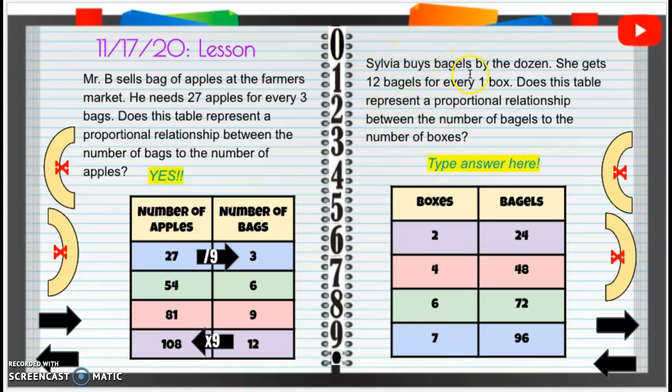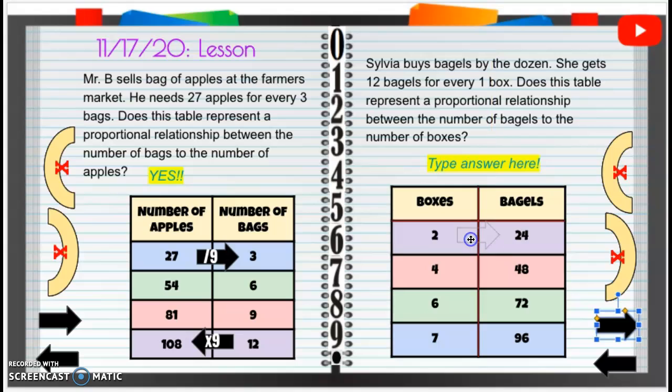Sylvia buys bagels by the dozen. So a dozen means 12. She gets 12 bagels for every 1 box. Does this table represent a proportional relationship between the number of bagels to the number of boxes? So we have bagels and boxes here.